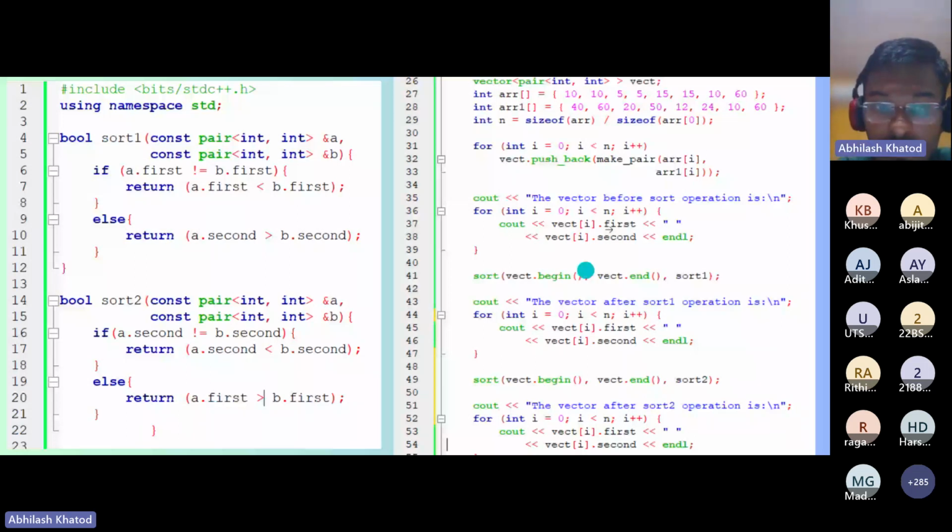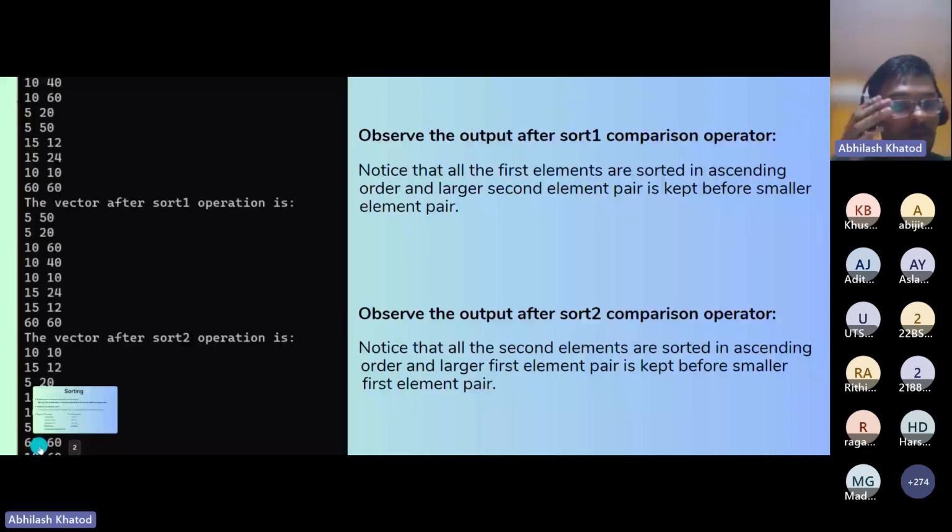The a dot first is 10 and b dot first is 60. Is 10 greater than 60? No, it will return a false value. So it will flip it. And as you can see, what our output was supposed to be 10 then 60, but as it returned the false value, it will print out 60 and then 10. As it returned the false value, it will flip it. I hope you guys get it.